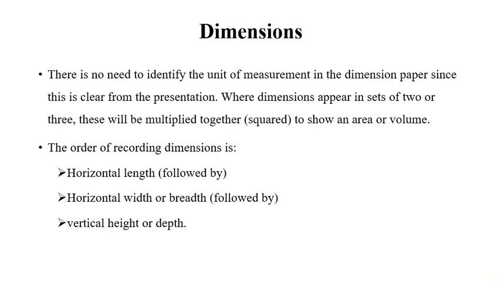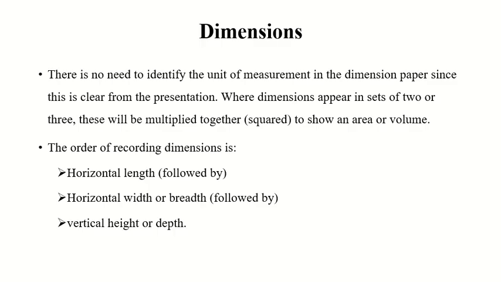If you have multiple dimensions, then this is the notation we follow. The first will be the horizontal length, the second will be the horizontal width, and the third will be the vertical depth. If there are 2, then horizontal first and vertical later. The order is horizontal, horizontal, vertical. If there are 2, then horizontal, vertical.